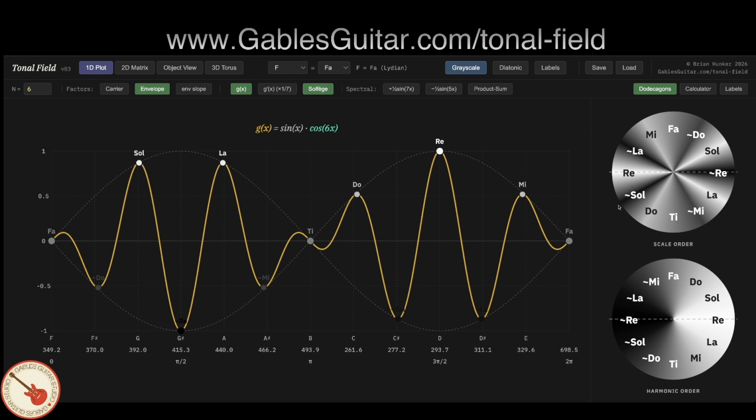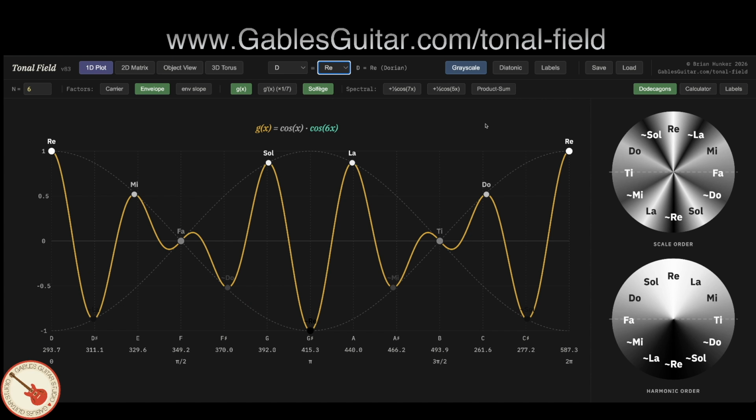In fact, this also suggests that we should maybe reorder which note is at the top of these circles. I'm going to go back up to the Modal Rotation panel, and I'm going to change it from Fa orientation to Re orientation. Now we can see a couple of things that are very striking.